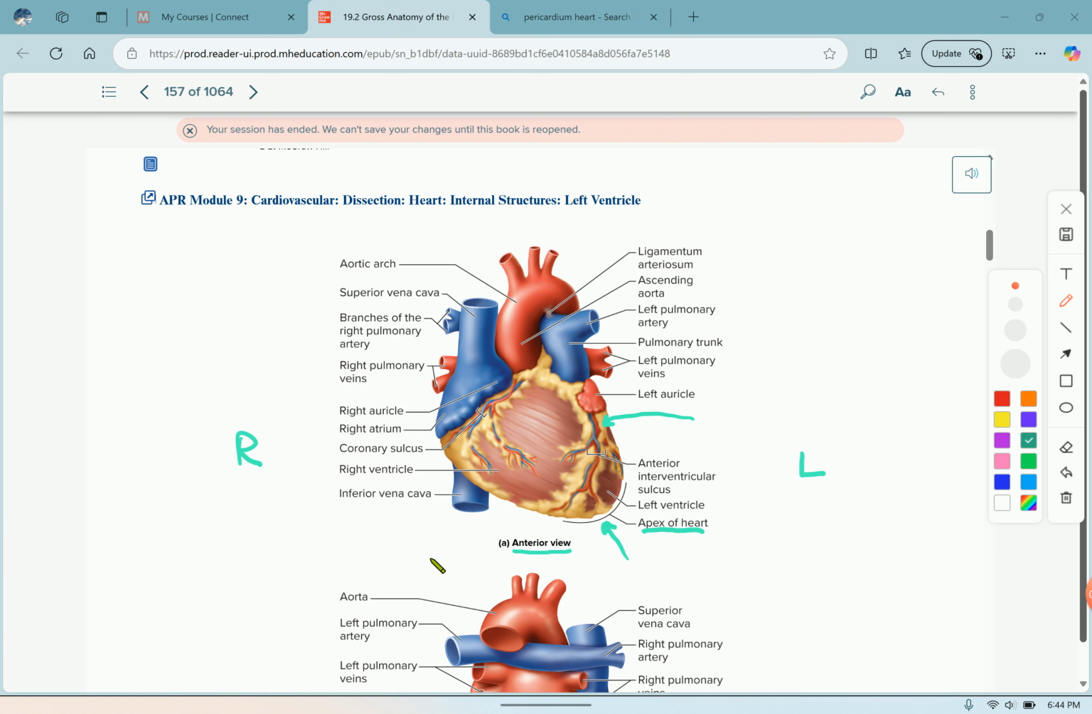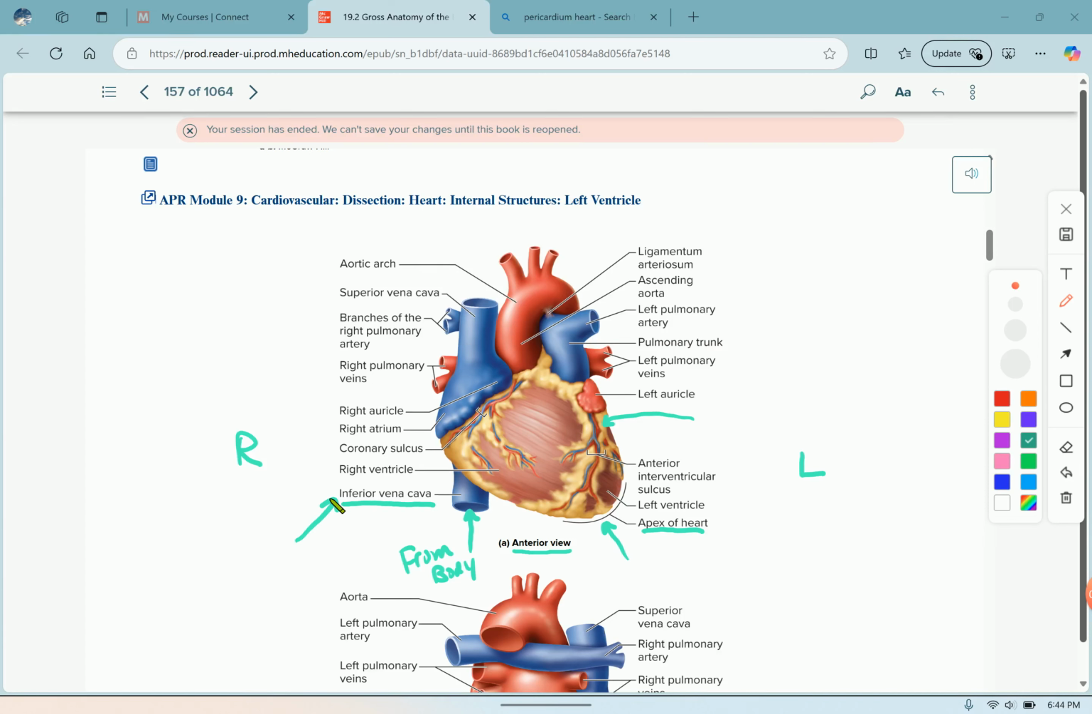Okay, as blood is coming from the body, blood is going to be traveling to the heart in the vein system from the body to the heart. And the main tube that does that is the inferior vena cava.